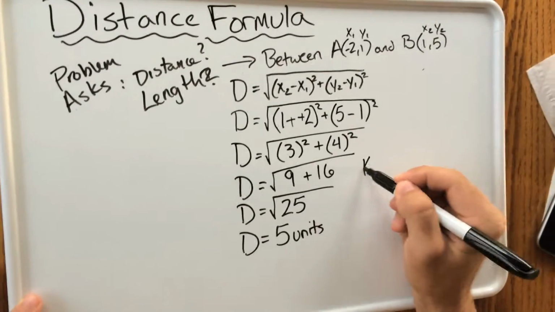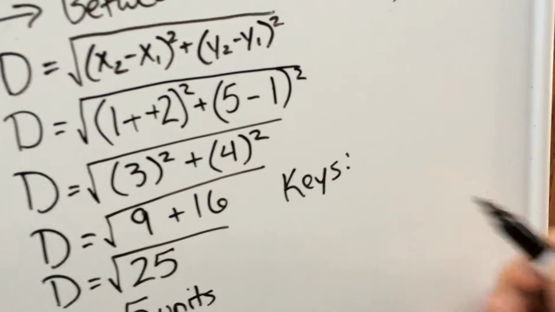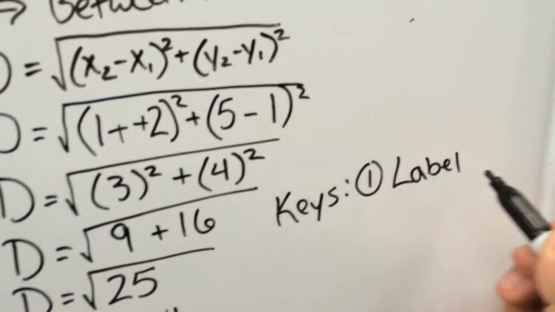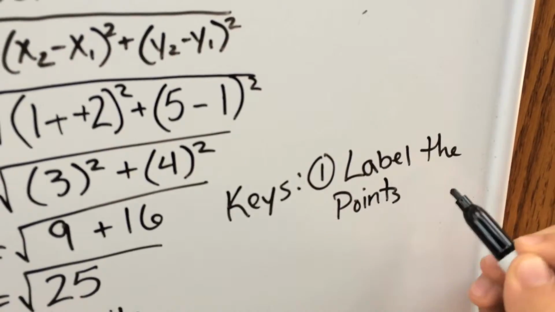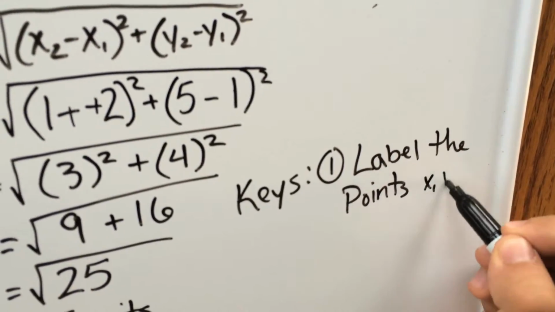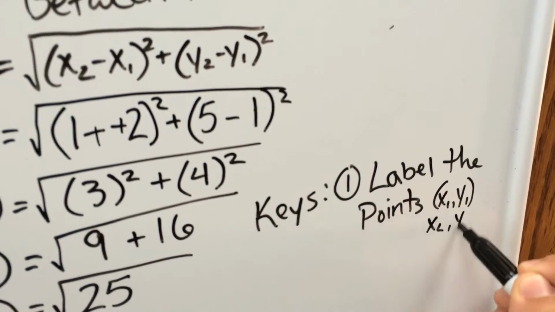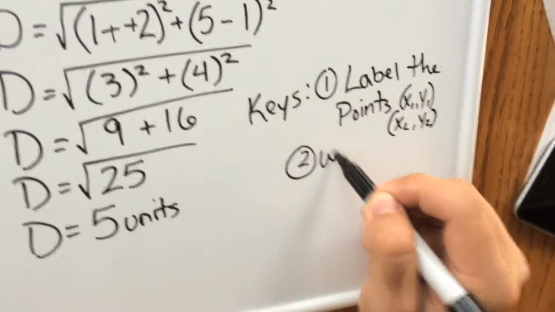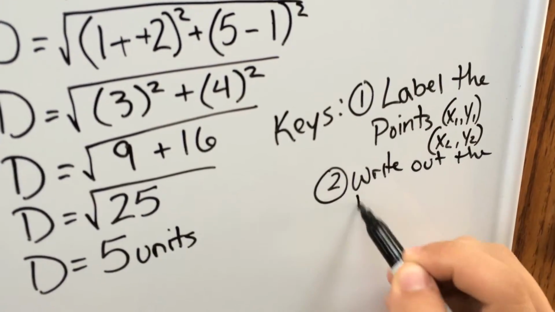Now, our keys for any distance formula problem, number 1 is label the points. That means x1, y1, and x2, y2. Number 2, write out the formula.